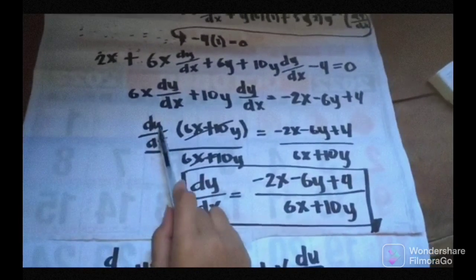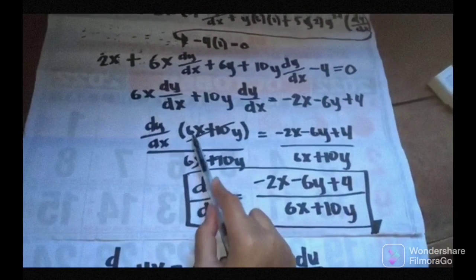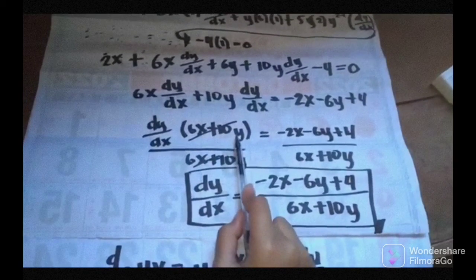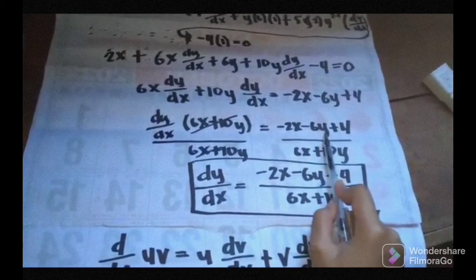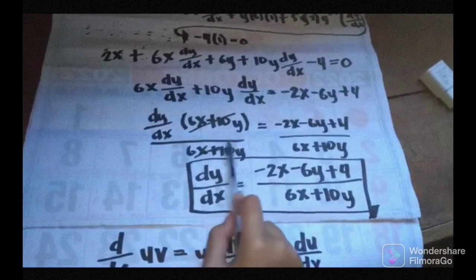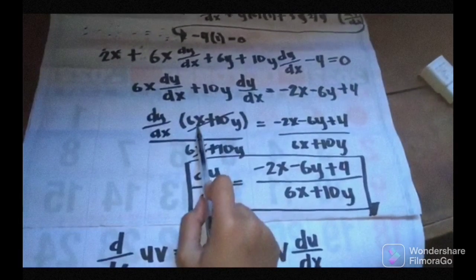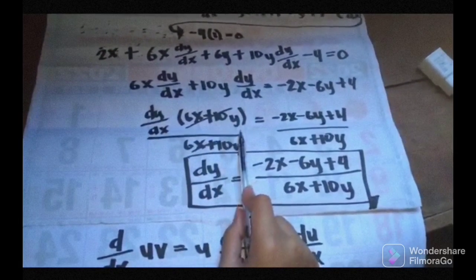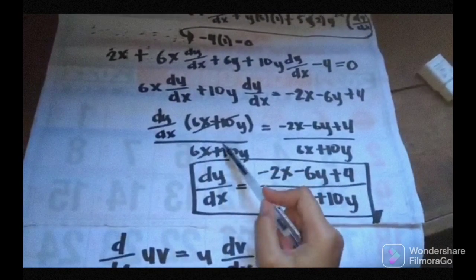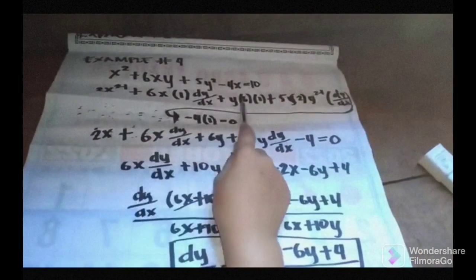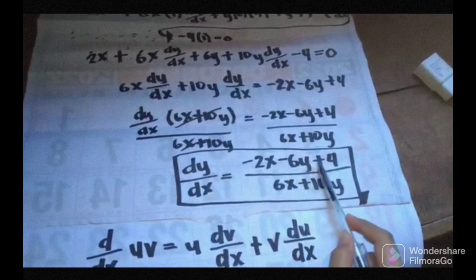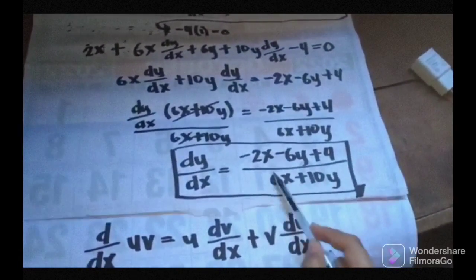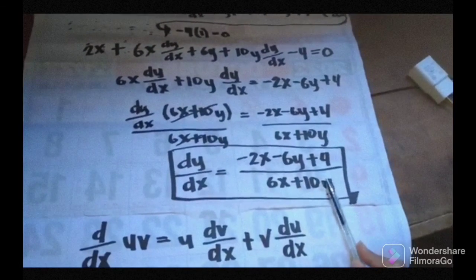Then dy over dx times 6x plus 10y is equals to negative 2x minus 6y plus 4, then divide both sides by 6x plus 10y. Then cancel. So the derivative of this function is negative 2x minus 6y plus 4 over 6x plus 10y.